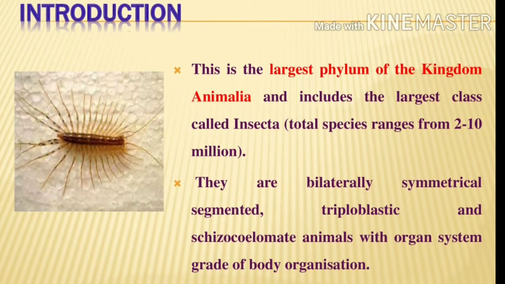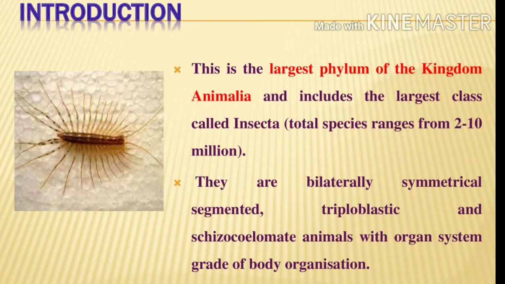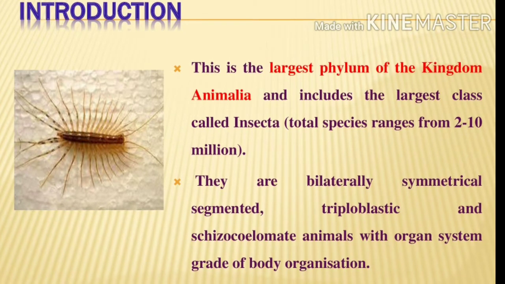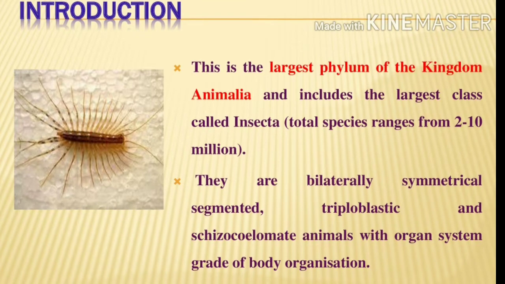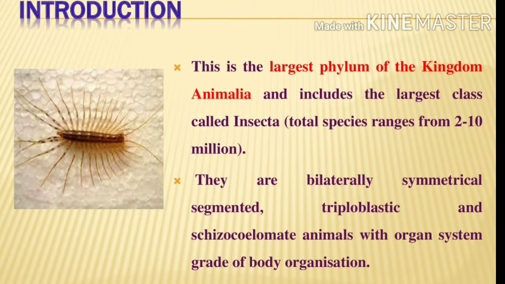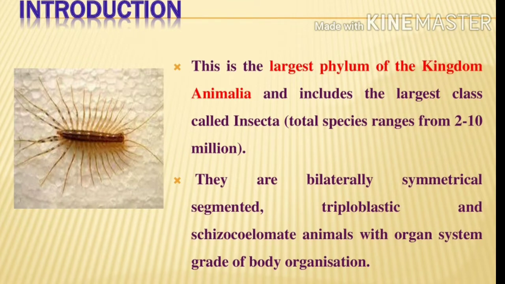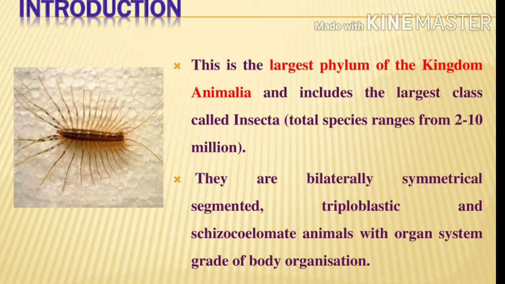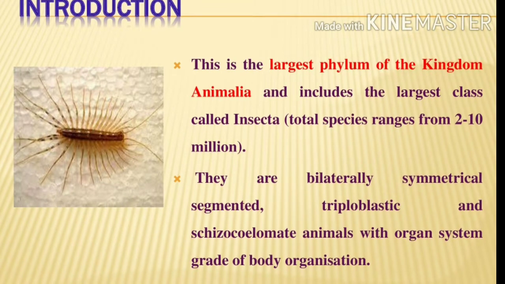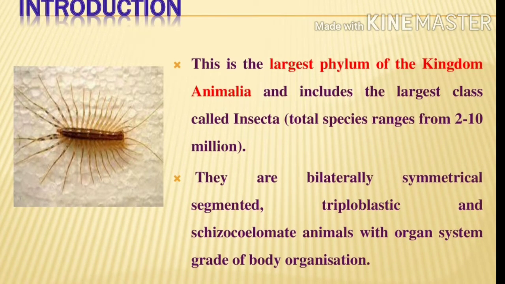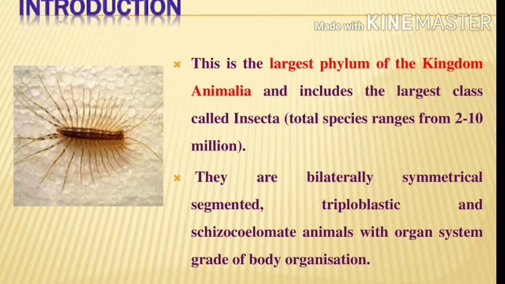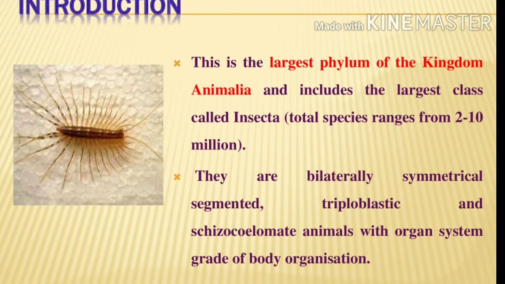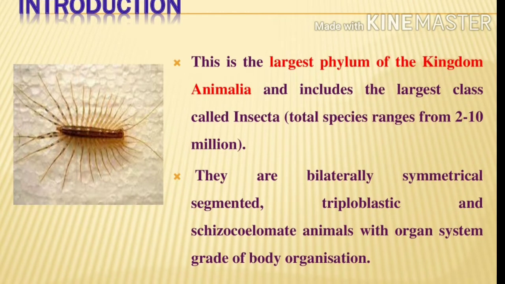We know the examples of phylum Arthropoda. One of the easiest examples is the cockroach. This is bilaterally symmetrical, segmented, and triploblastic. We know what triploblastic is: ectoderm, endoderm and mesoderm. So it consists of well developed organ systems. Triploblastic animals have well developed organ systems, and these are eucoelomate animals. So in these organ systems, that is the grade of body organization.